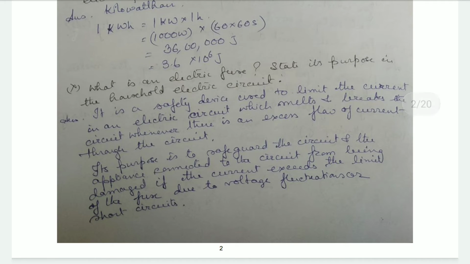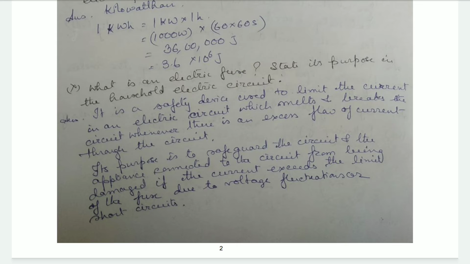Now, what is an electric fuse? State its purpose in the household electric circuit. It is a safety device. Electric fuse, what is it? It is a safety device which is used to limit the current in an electric circuit, which melts and breaks the circuit whenever there is an excess flow of current through the circuit.